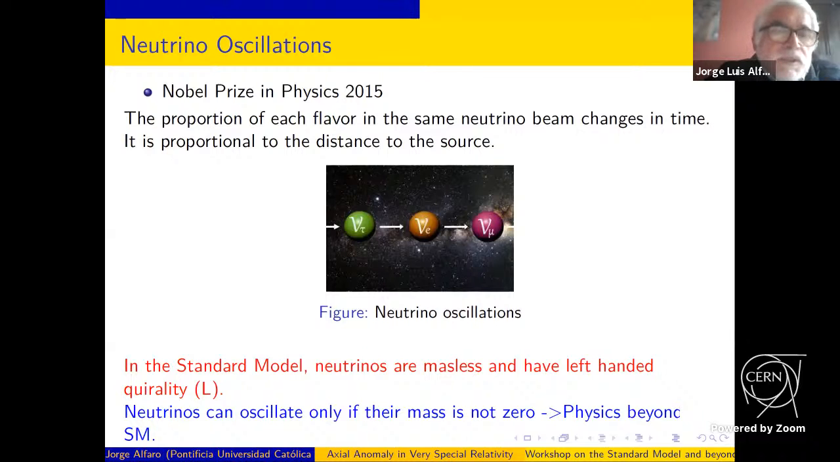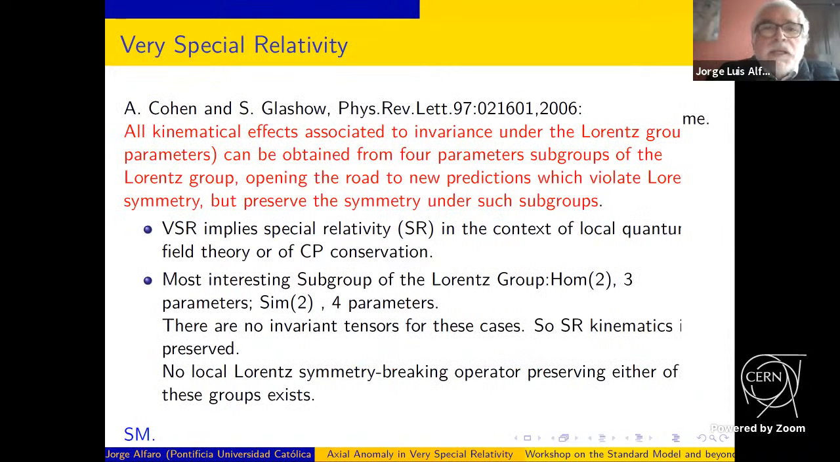One of the standard ways to do that is to use the seesaw mechanism, but that means the introduction of more particles and in general right-handed neutrinos. And there is a different possibility that was proposed in this paper by Cohen and Glashow, which is called very special relativity. We are going to review it now.